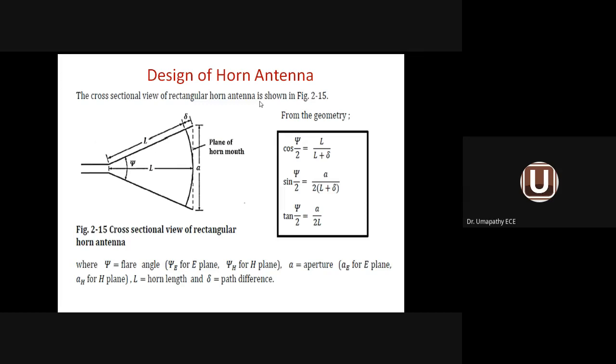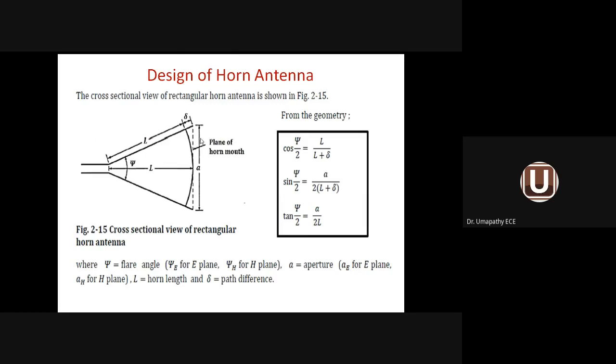Now the cross-section is shown. The cross-section view of the rectangular horn antenna is shown in the diagram. So I will explain the diagram. This one is the waveguide, a rectangular waveguide. Here flaring has been done. So it becomes a rectangular horn antenna.